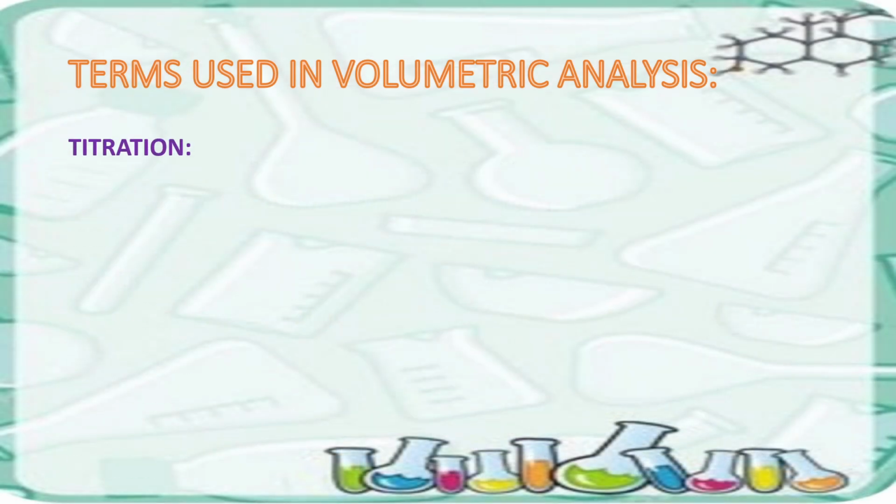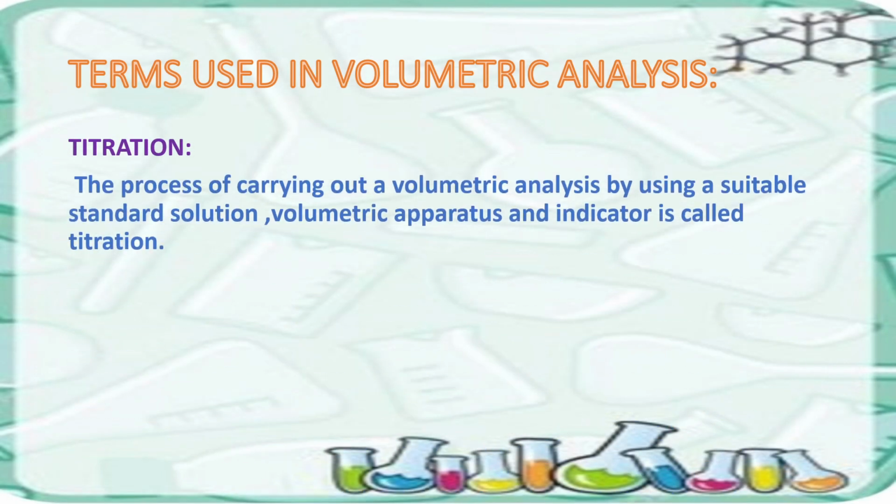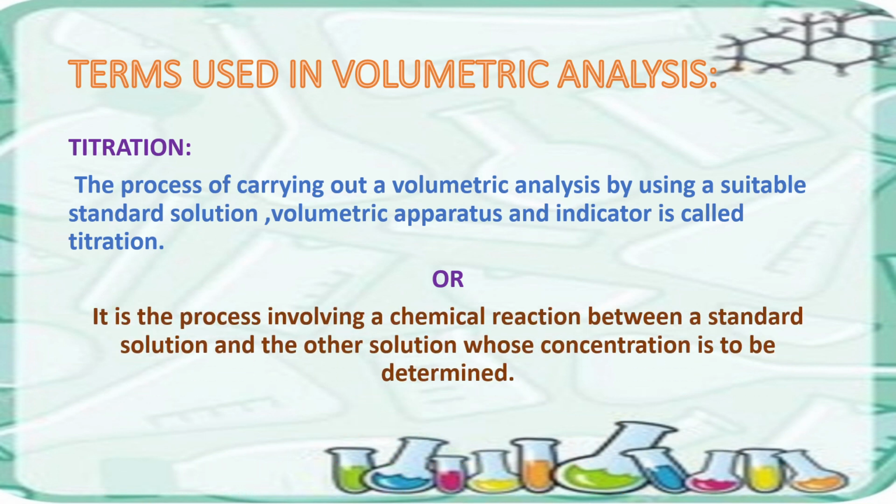Titration. The process of carrying out a volumetric analysis by using a suitable standard solution, volumetric apparatus and indicator is called titration, or it is a process involving a chemical reaction between a standard solution and the other solution whose concentration is to be determined.